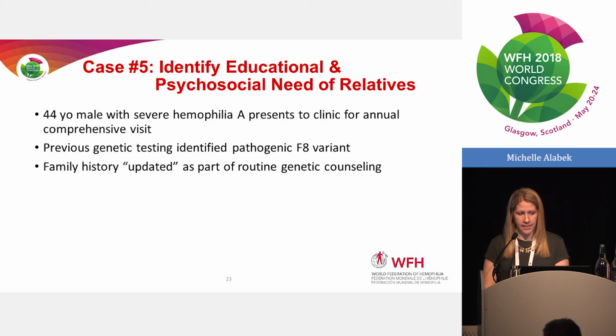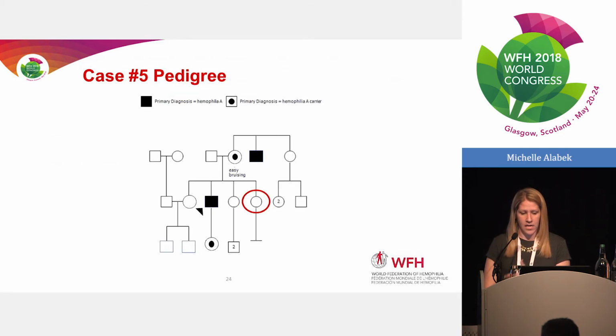And then my last case that I'll go through is using the pedigree to really identify how you can support the needs of the rest of the family as well. So this was a 44-year-old male who came into our clinic for his annual visit, nothing special going on. He's previously had genetic testing, the family variants identified. We went in to update the family history as part of his visit. There was nothing new. Okay, so no changes, nothing new.